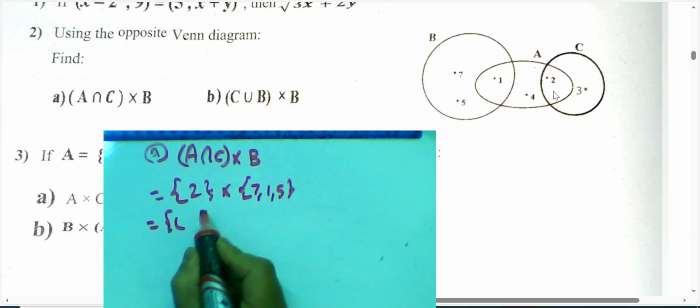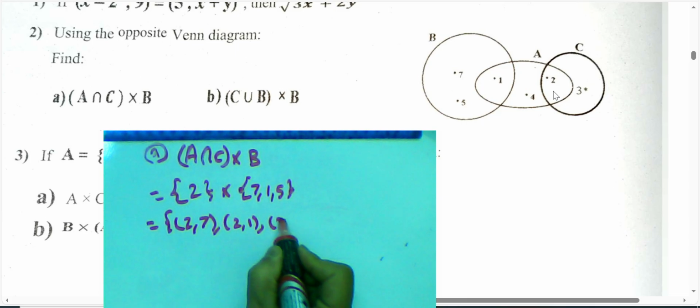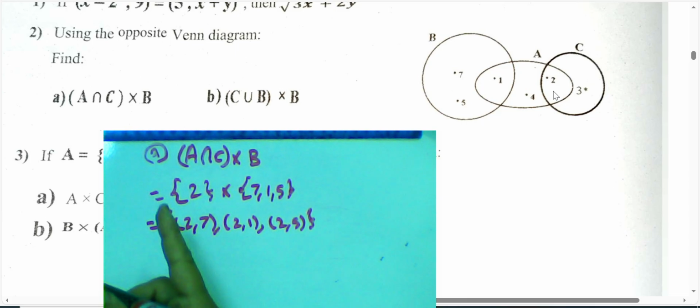We have set of 2 and 7. 2 with 1. 2 with 5. Okay, it's the first question, letter A.